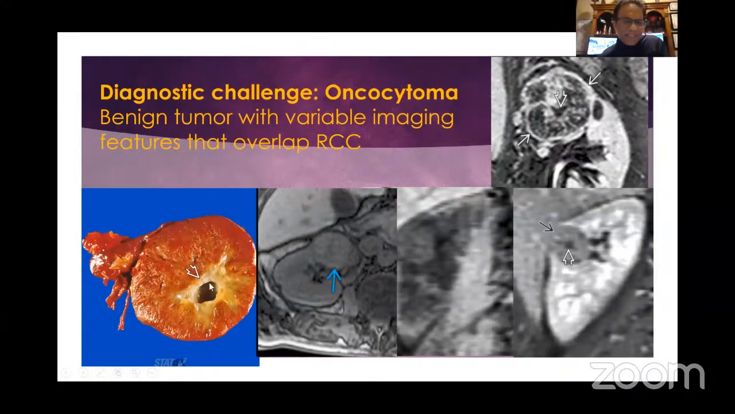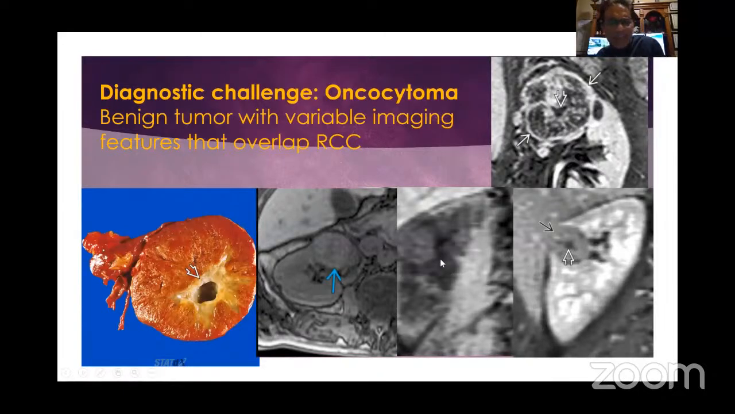These tumors tend to have a central scar. They tend to be slightly hyperintense, which is kind of unique for oncocytoma. They are slightly hyperintense on T2 weighted images, and they show a slightly spoke wheel type of enhancement with IV contrast in corticomedullary phase. And on the nephrographic phase, they tend to be slightly hypointense.